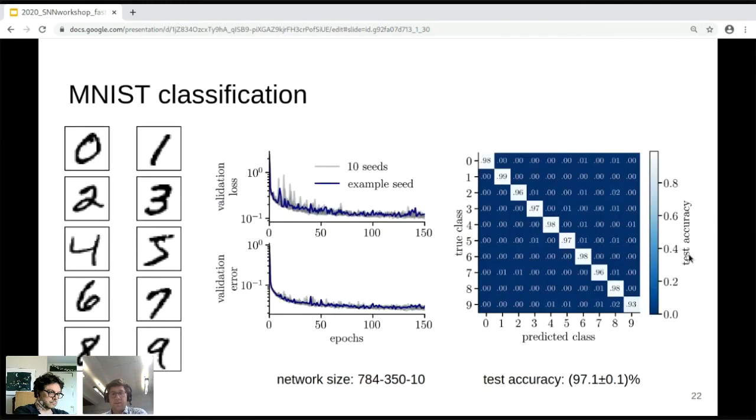Now, I promised you MNIST results. Here are MNIST results. We can see again that the network trains well over time, over the epochs, and that we produce a result above 97%, which is comparable to what other spiking backprop-fed networks of the same size can achieve.